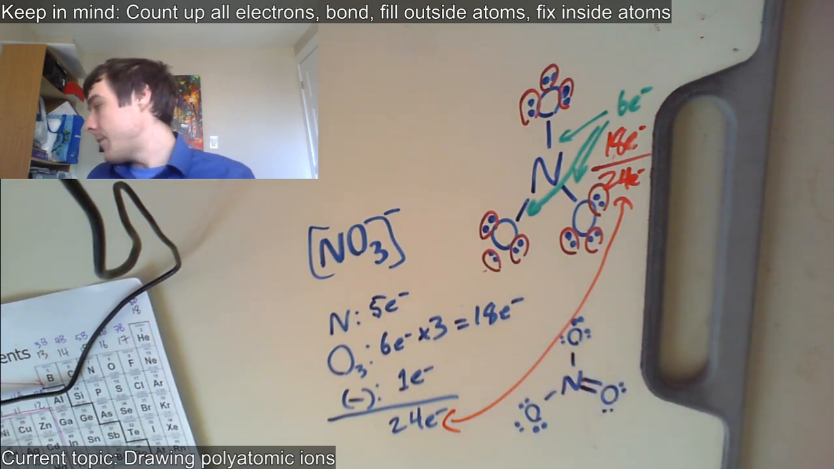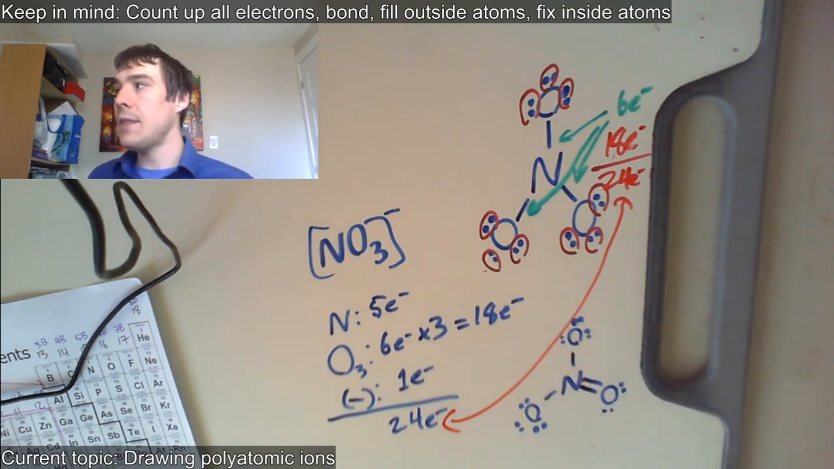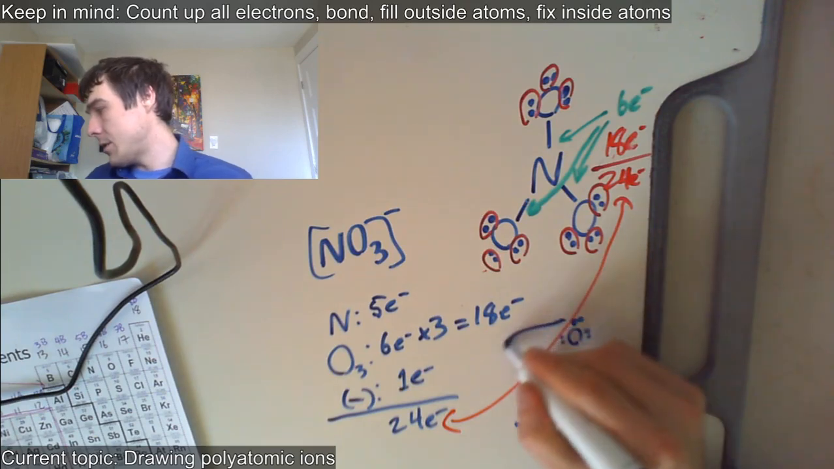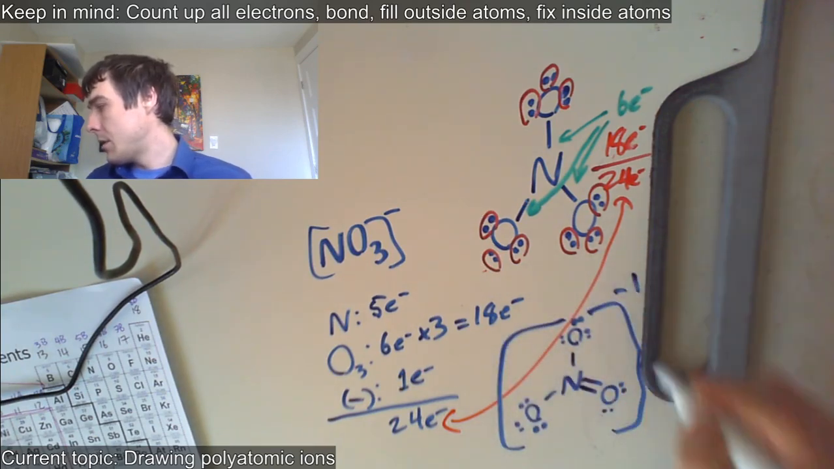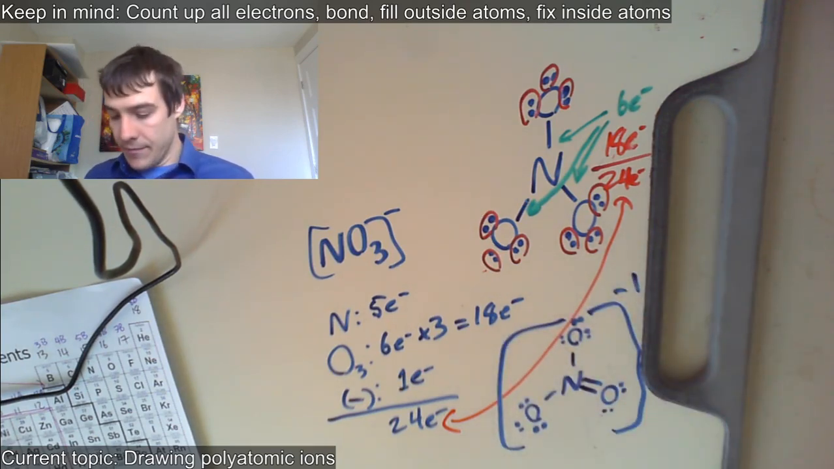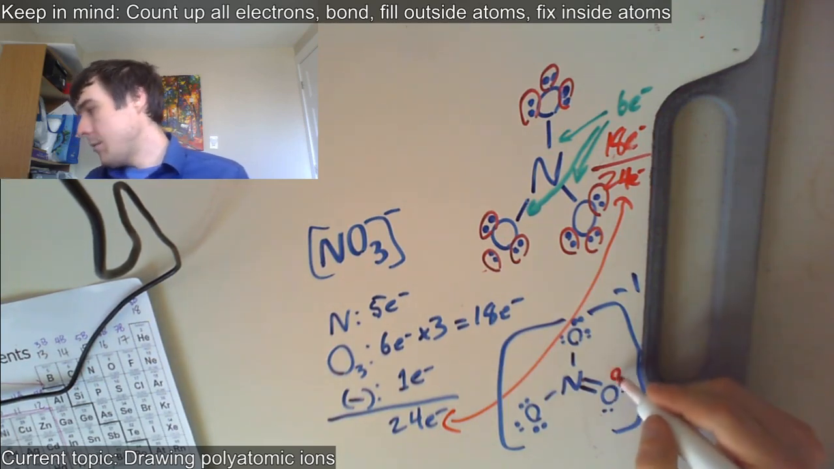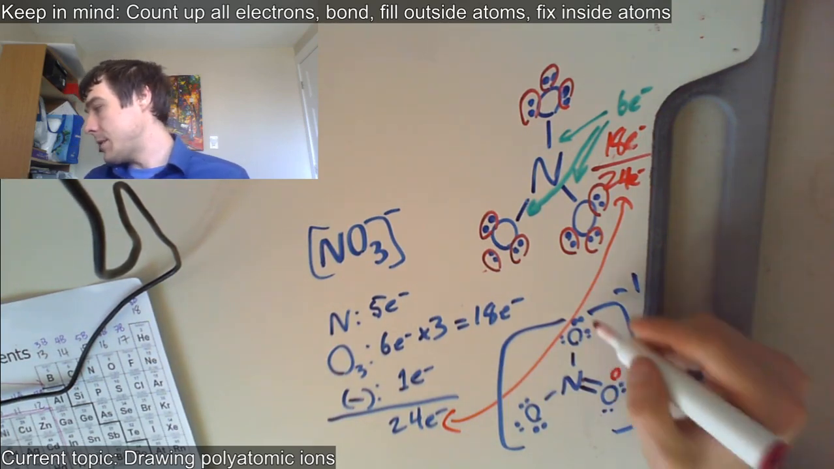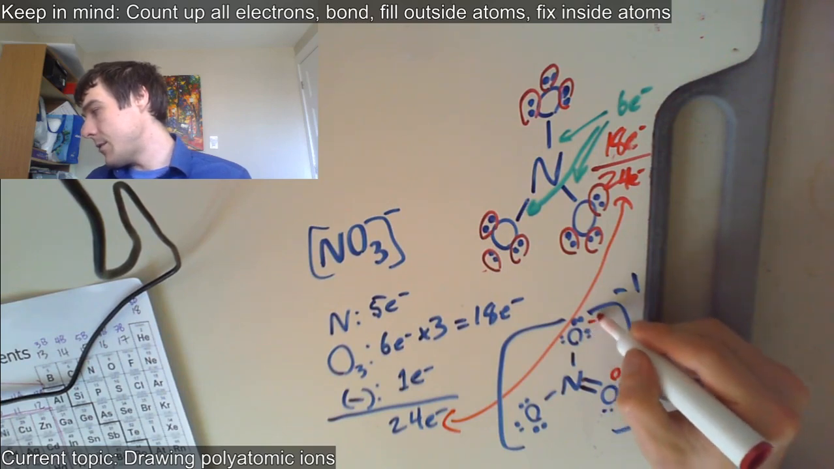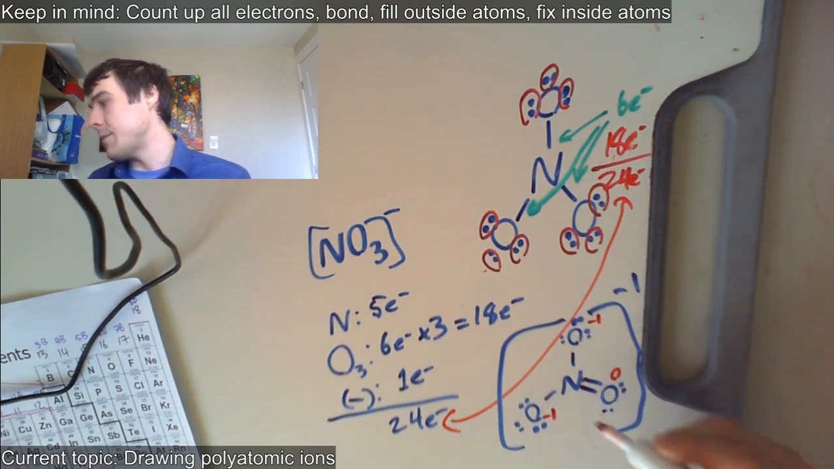So that's nitrate. Nitrate looks like this. And it's got a charge of -1. We can also assign formal charges to these guys. This oxygen has a formal charge of 0. This oxygen has a formal charge of -1. That oxygen has a formal charge of -1.